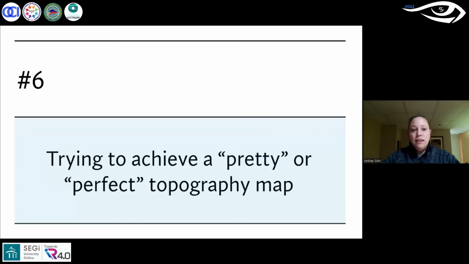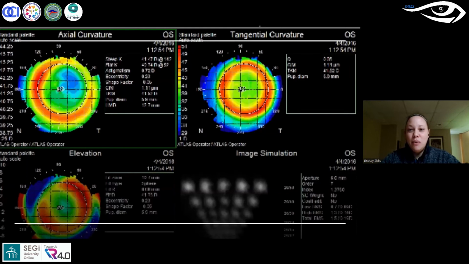Lesson number 6 would be trying to achieve the perfect topography map. We've looked at some of these that are not so pretty, but you may end up in a scenario where you always want to get your patient to that perfect map. And in this case, it's the tangential map on the right here, where I actually saw this patient and I said to them, I really want to put your topography in a textbook. So that perfect circular ring, nice big treatment zone. The patient was super happy with their result. But that's maybe a unicorn, right?